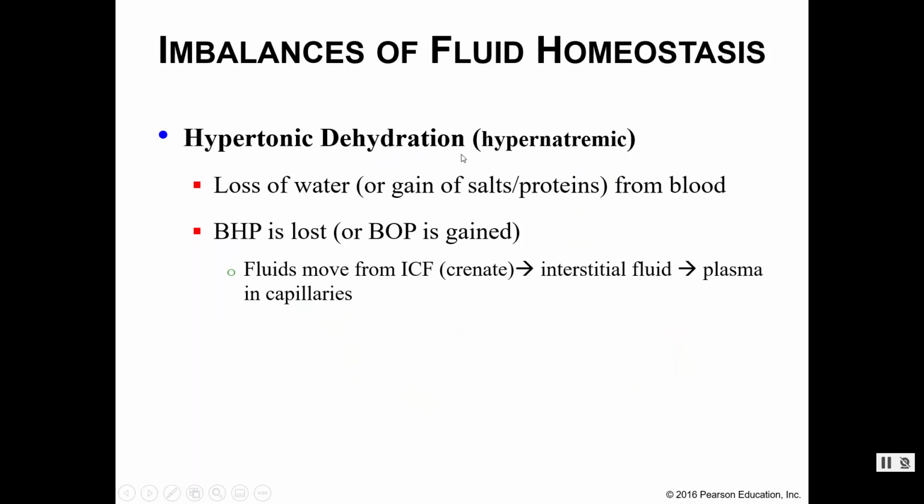Now, hypertonic dehydration, or hypernatremic dehydration. You are either going to lose water, or you're going to gain salts, proteins, electrolytes, things like that, from the blood. So here we've got the opposite. Your hydrostatic pressure is lost or your BOP is gained. So if you're losing water, your hydrostatic pressure goes down. If you gain salts and proteins, your BOP goes up. One or the other.